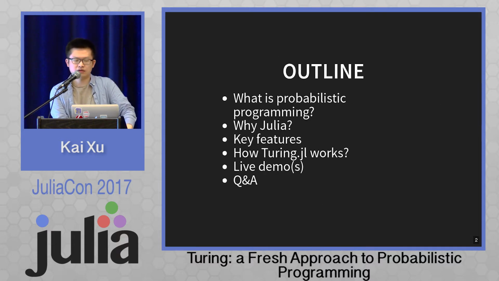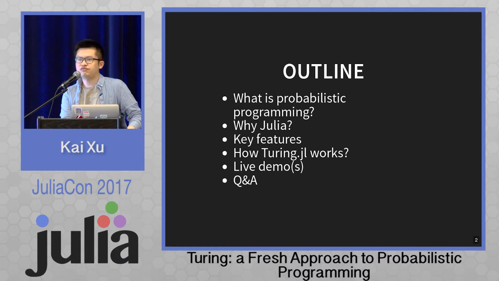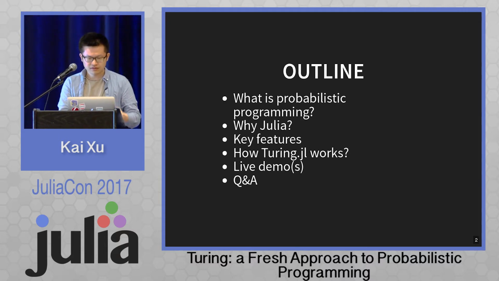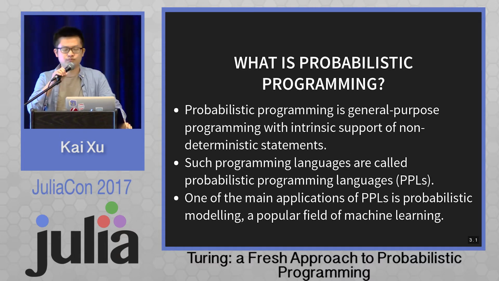So here is the outline of my talk. I will briefly introduce what is probabilistic programming, and then I will talk about our motivation of choosing Julia as our language to do the project. Then I will introduce some of the key features of Turing. And after that, I will go a bit deeper about how Turing works. Then I will give you a live demo, and if time allows, I will give you another. And finally, some questions.